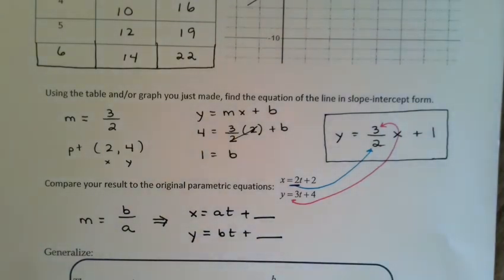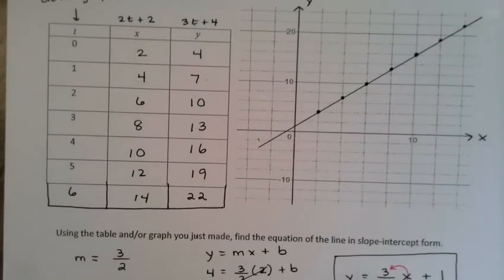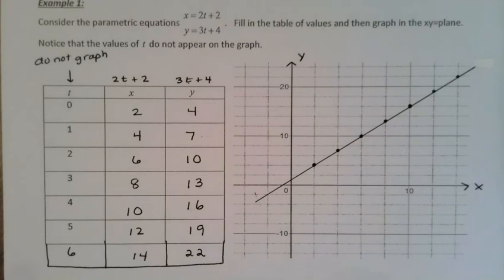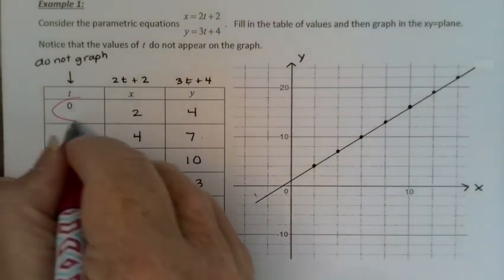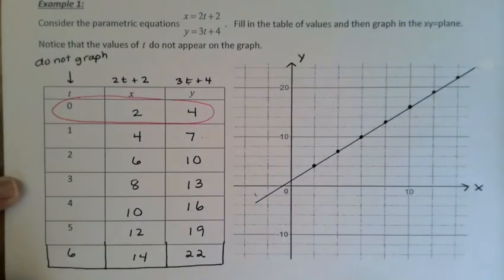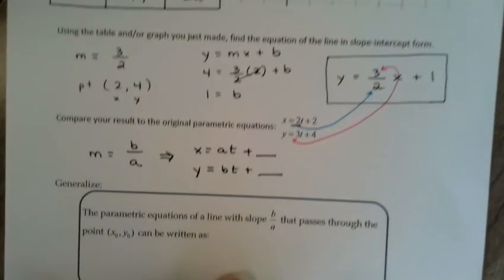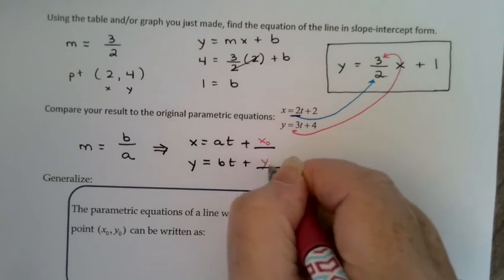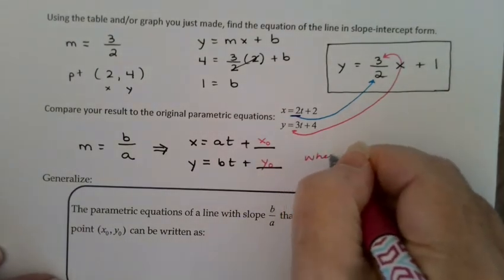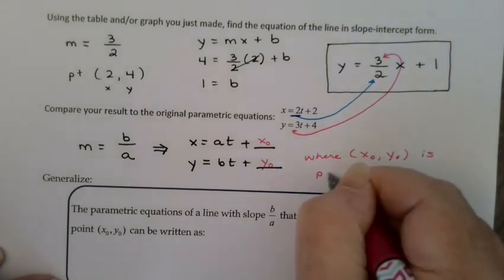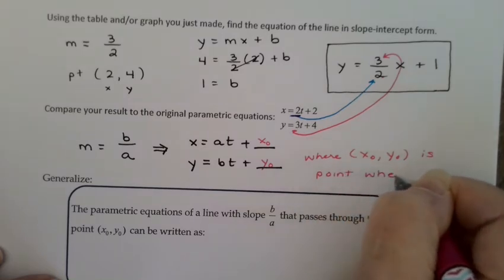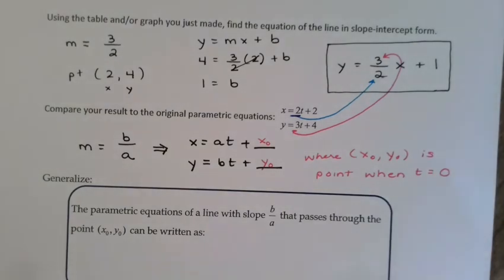Well, again, take a look back at the original parametric equations and notice that the 2 and the 4 that were added here were actually the x and the y value when t is 0. So I'm going to call those x sub 0 or x naught and y sub 0 or y naught. And that's just the point when t equals 0.